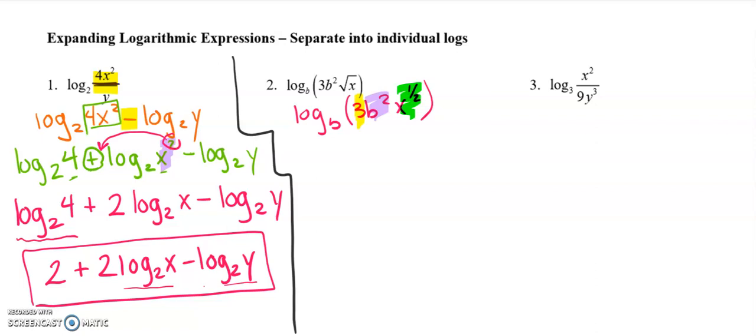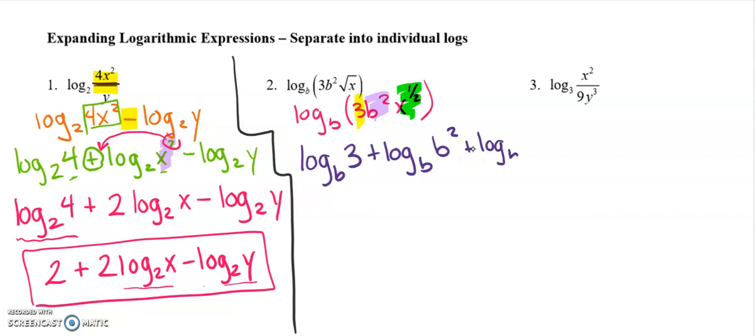So what are we going to do? We're going to separate those using addition. Remember, we separate multiplication using addition. So that'll give us log base b of 3 plus log base b of b squared plus log base b of x to the 1/2 power. So again, separating the multiplication using addition.